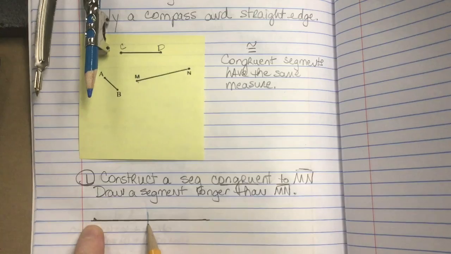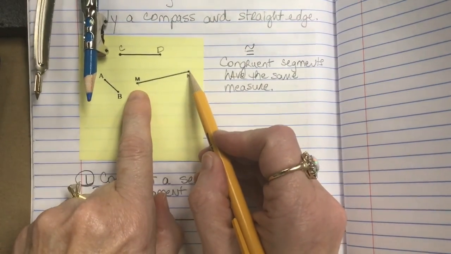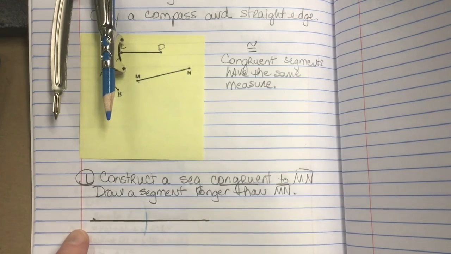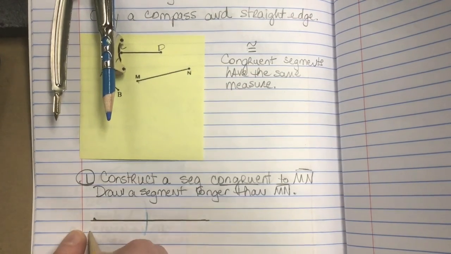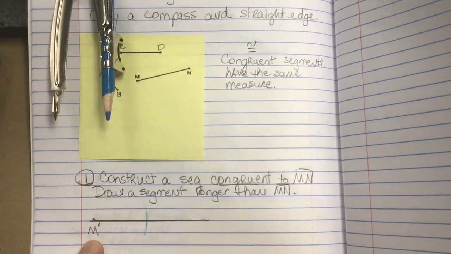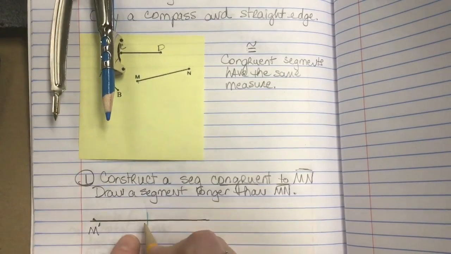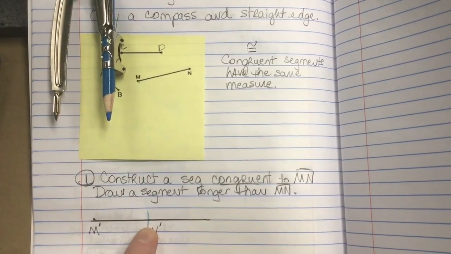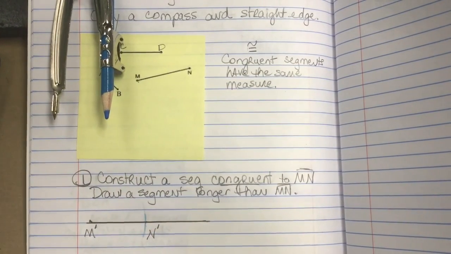Now, we've got a segment that is now the same length as MN, but that's not MN. That's like MN. So we have a notation we use later on, and so we put an M and we put a little apostrophe after it, and we call that M prime, like the new M. And then right here, we put N prime, and that's the new N. And that's it. You measure, mark, got it done.